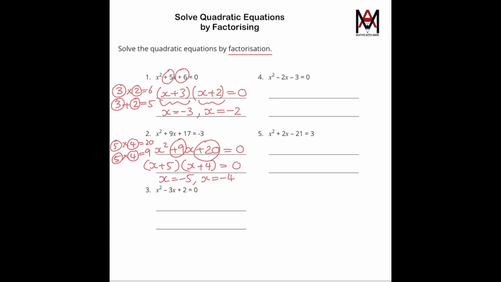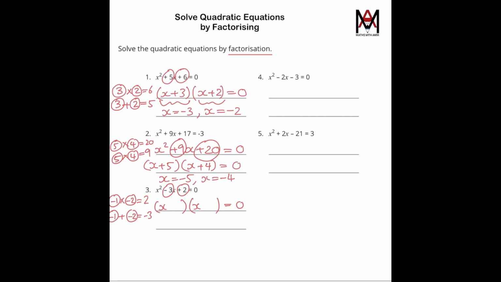Okay, question 3 here, again, it's already equal to 0 on the right hand side. So we can go ahead and put it into double brackets format. It's going to be x here, as that's just x squared. Now two numbers that multiply together to give us positive 2, and the same two numbers that added together to give us negative 3. Now it has to be negative 1 times negative 2, because negative times negative gives us positive 2. And the same two numbers, negative 1 plus negative 2, gives us negative 3.